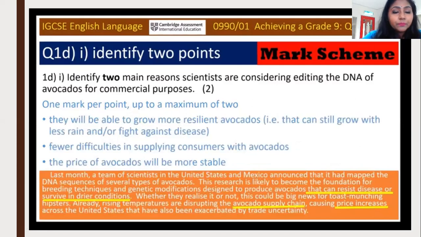Okay, moving on. For question 1D, it requires you to identify 2 points. So again, the word identify is there.